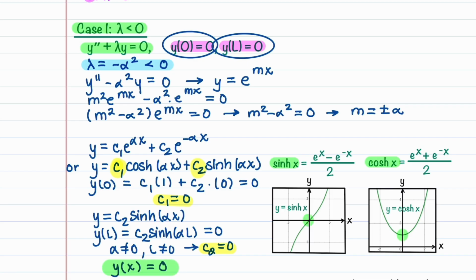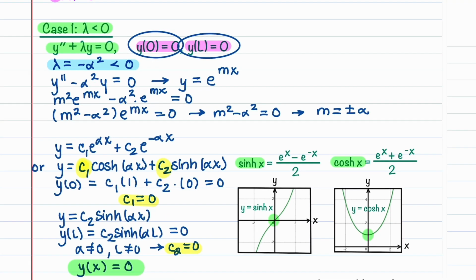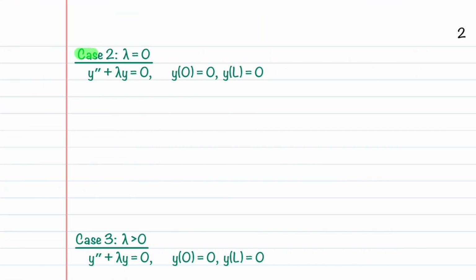This is called the trivial solution, and it means physically that the piece of string that lies between 0 and L is just flat. Let's now go to case 2. In case 2, we're going to assume that lambda is equal to 0. So we let lambda be equal to 0, and this gives us the equation y double prime is equal to 0. To solve this, we are going to integrate both sides.